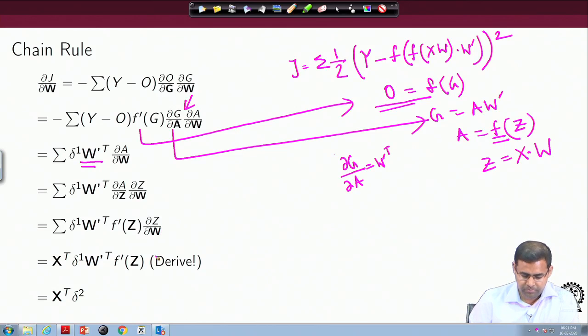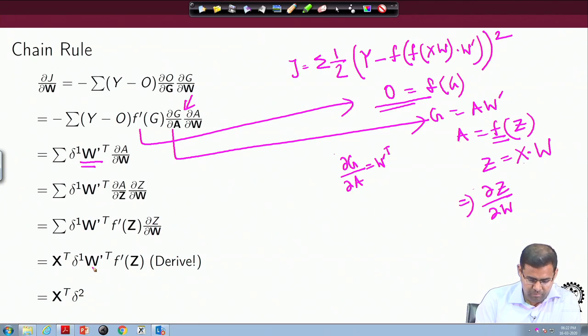So, what is that? So, again for z, what do we have is x dot W. So, naturally again using standard linear algebra rules for product of matrices, if I do del Z del W, what we are going to get is x transpose, right. So, that is what we have, the x transpose.